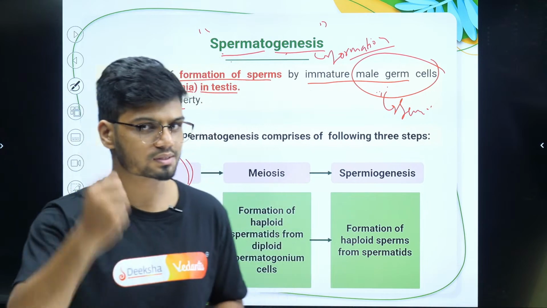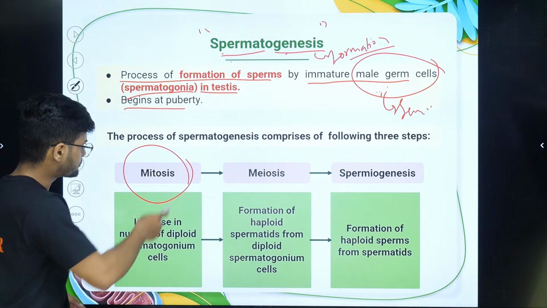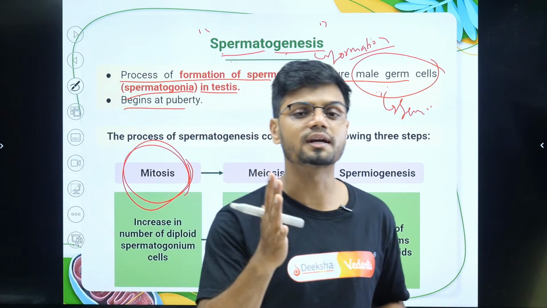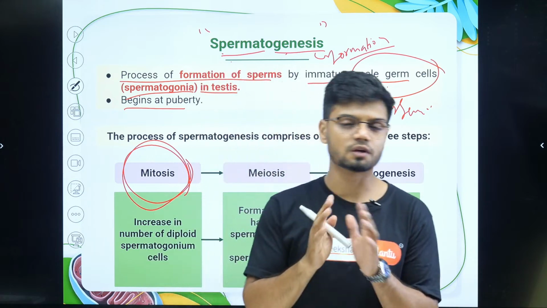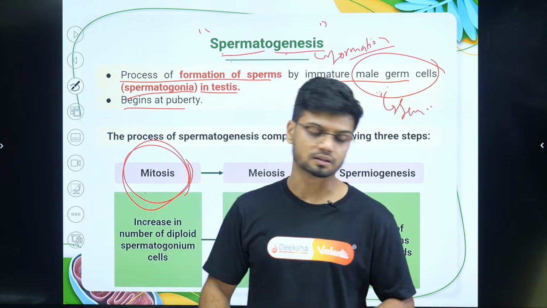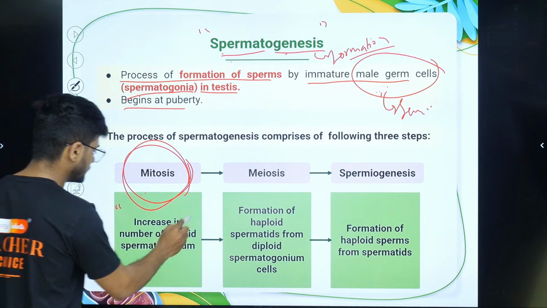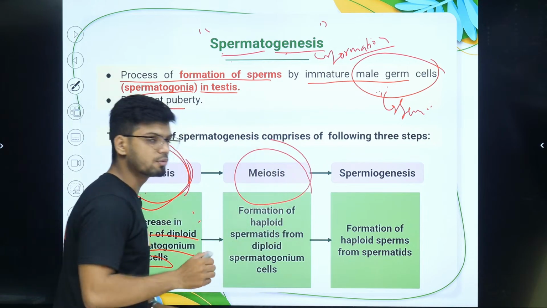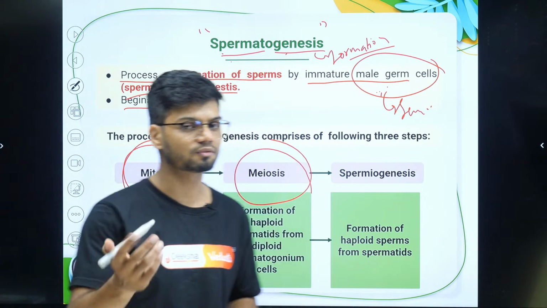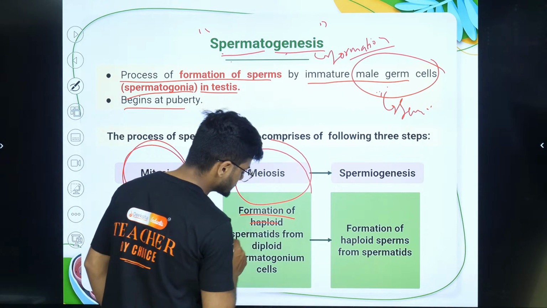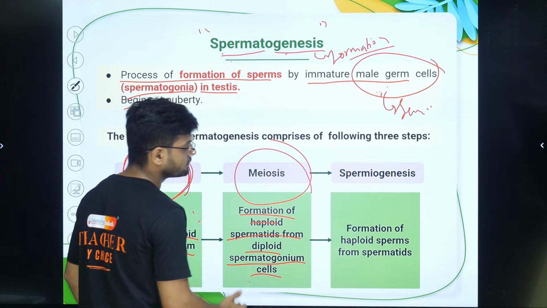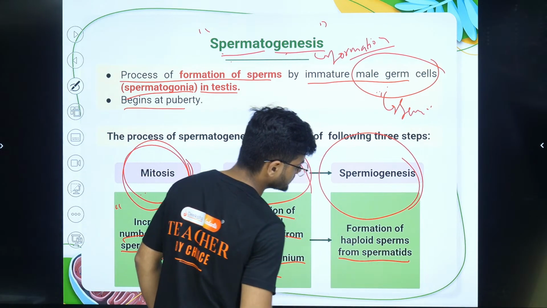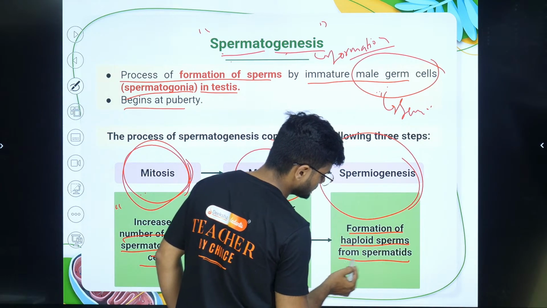First, mitosis happens. Mitosis means an increase in number. There is no division of genetic material in mitosis, only the cell number increases. That is an increase in the number of diploid spermatogonia cells. Then finally meiosis takes place. When meiosis takes place, we have primary spermatocyte and secondary spermatocyte, right? Formation of haploid spermatids from diploid spermatocyte. Finally spermiogenesis, that is conversion of spermatids to sperm. Formation of haploid sperm from spermatid.